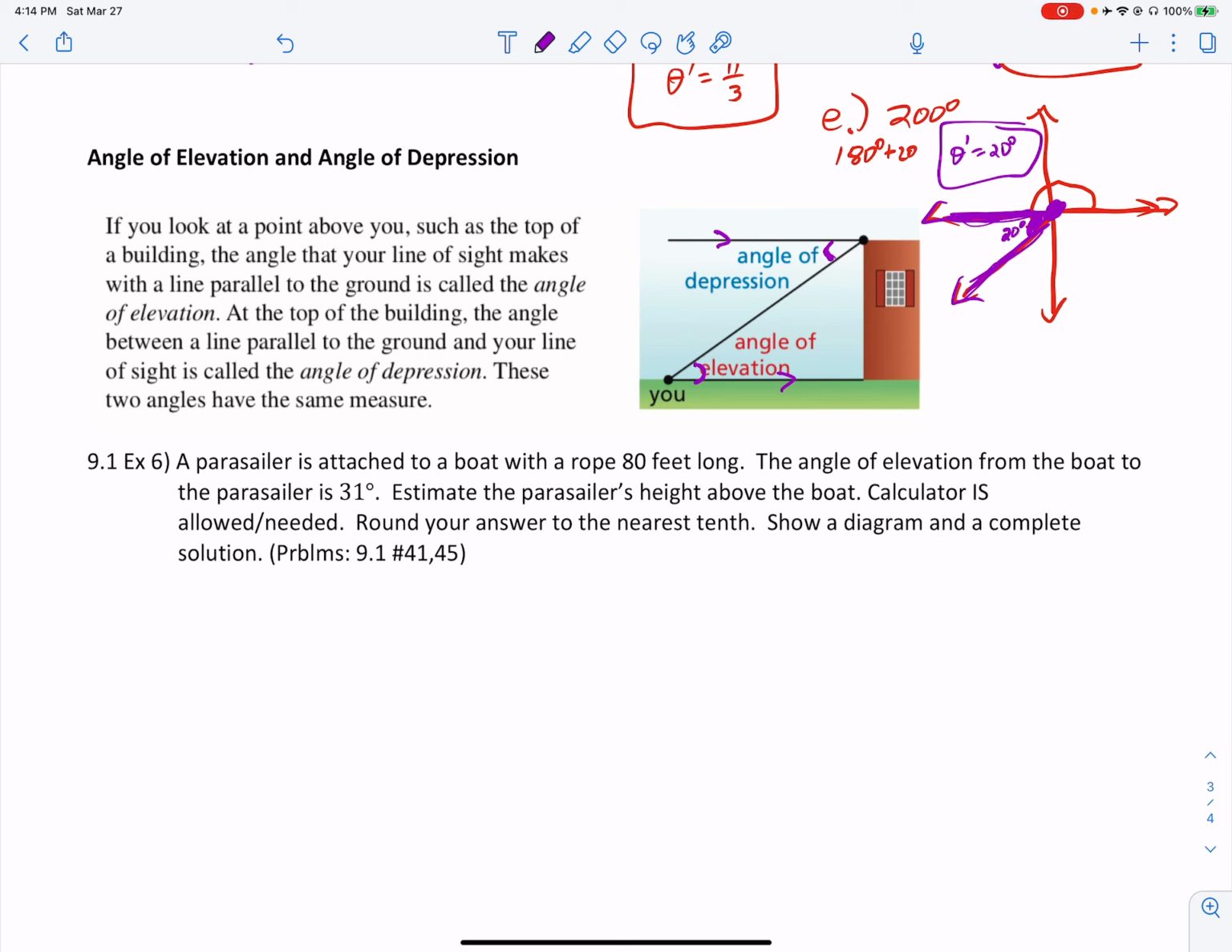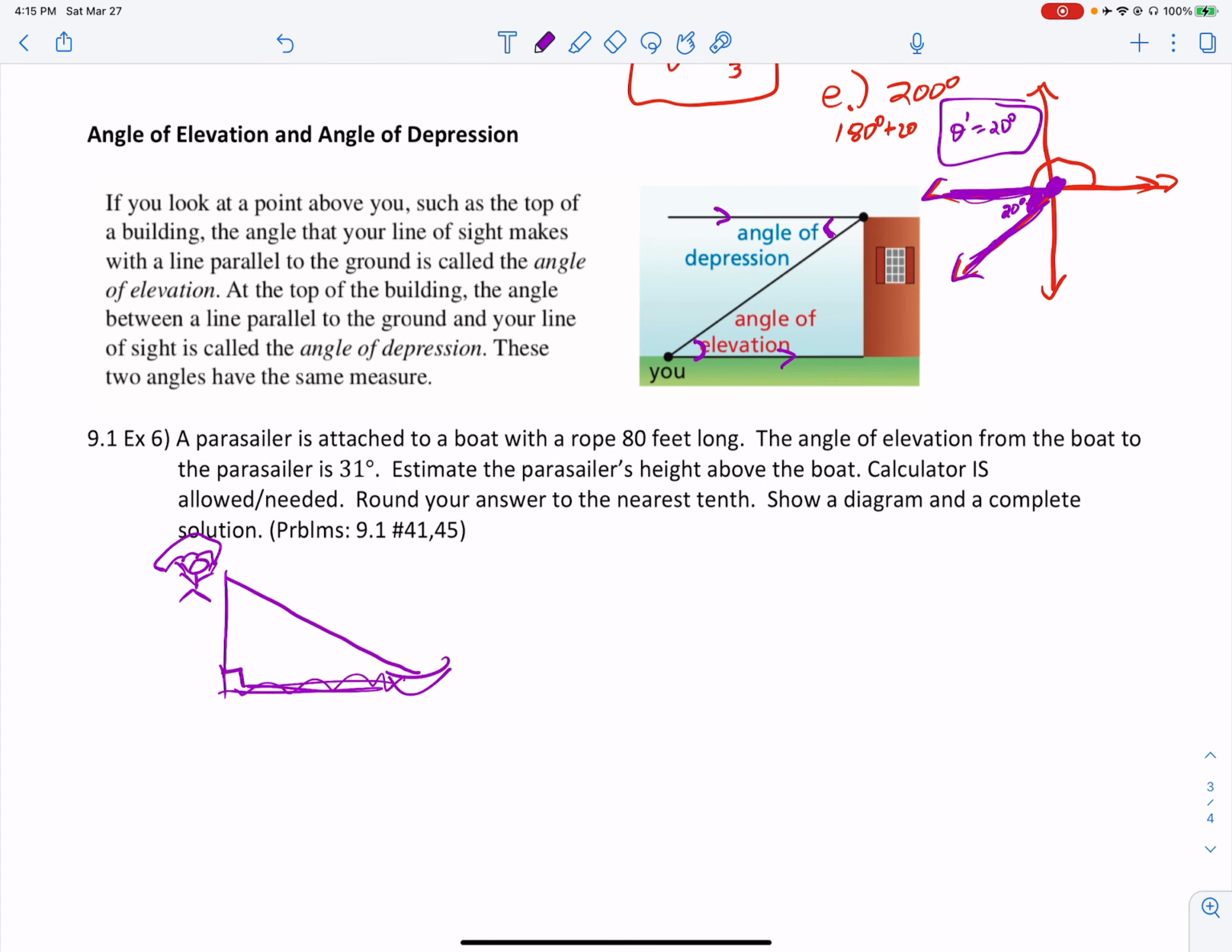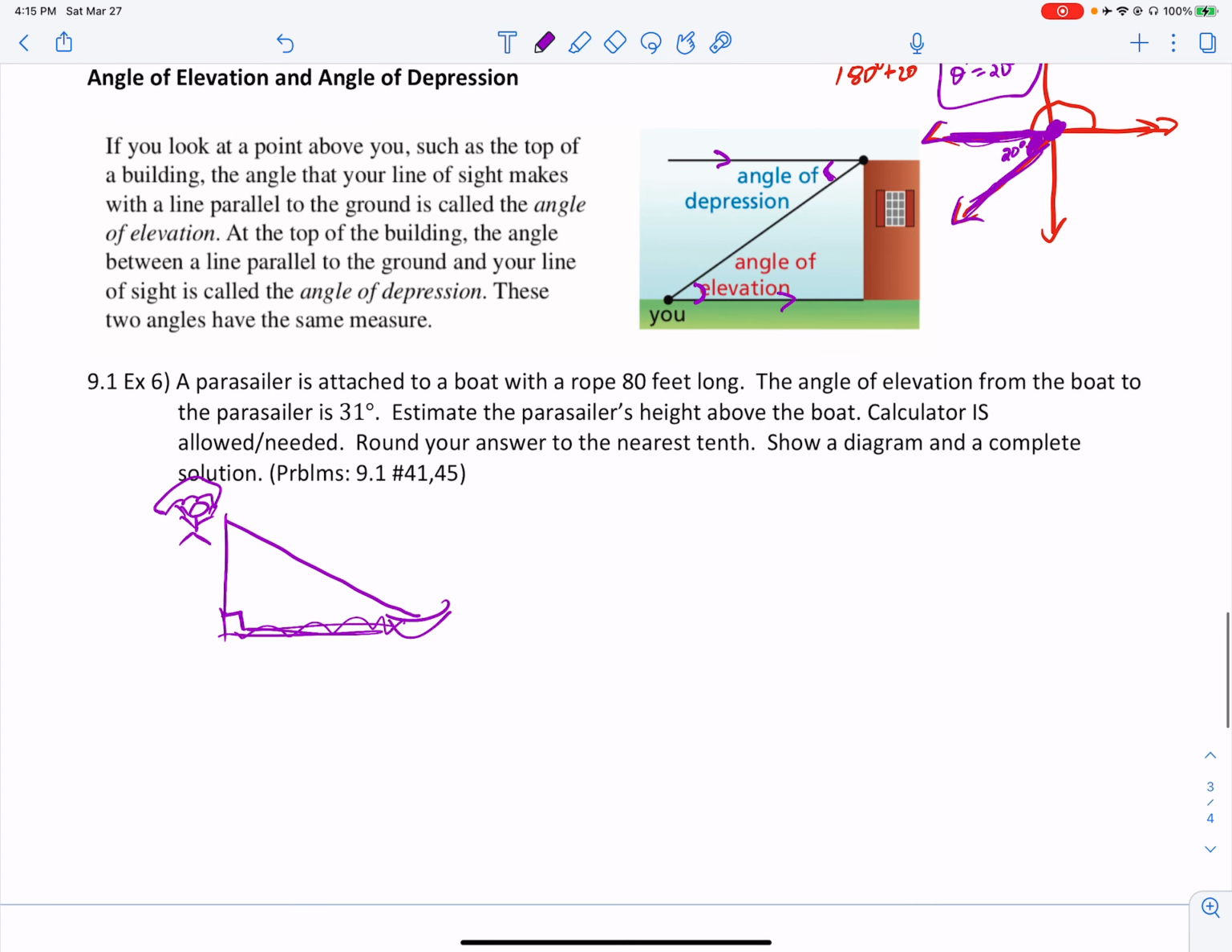So we have a parasailer attached to a boat with a rope 80 feet long. So we're going to have a nice little boat. There's my boat. It's as good as it's going to get in the water. And then you've got a person who is parasailing. There's the parasail. Boy, I'm such an artist. We're going to pretend we've got a right triangle here. It's not a very windy day, I guess.